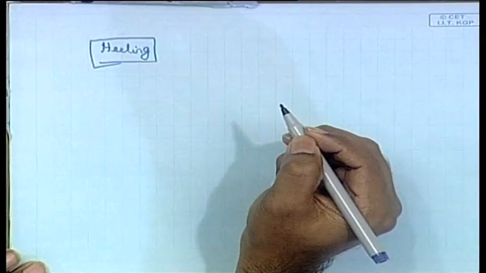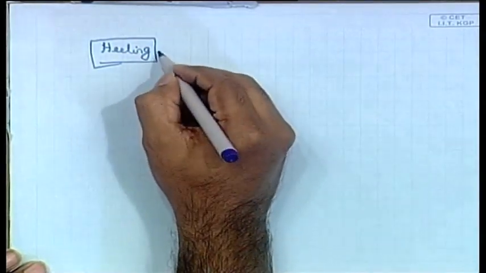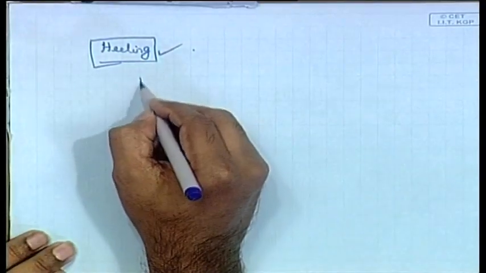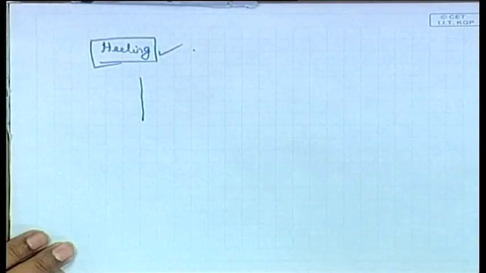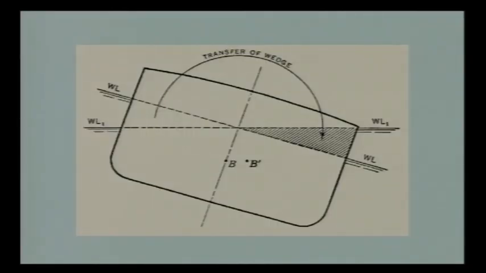We will not be doing anything with trimming, nothing, we will be only dealing with heeling. So, we always take a section like this, we always look at it like this. As you can see, this picture is showing a section of the ship.